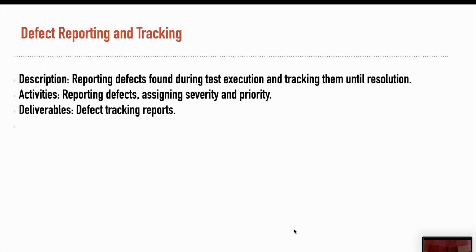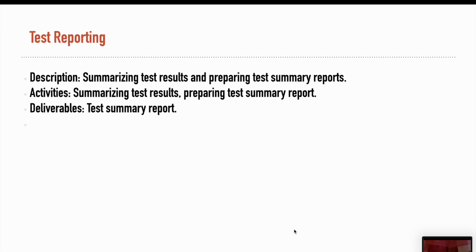So next is test reporting. Test reporting involves summarizing the test execution results and other relevant metrics. A test summary report is prepared to provide an overview of testing activities, including the test coverage, defect status, and any risks identified during testing.